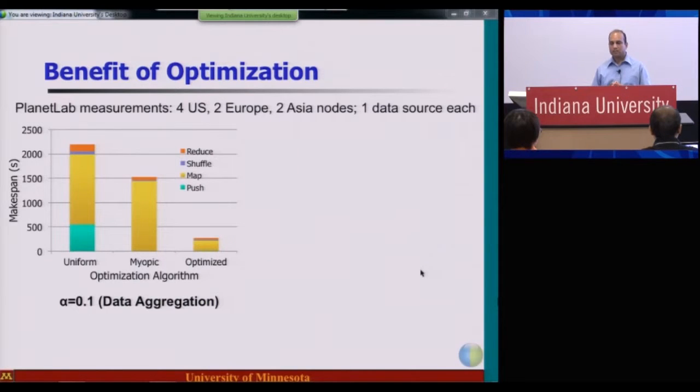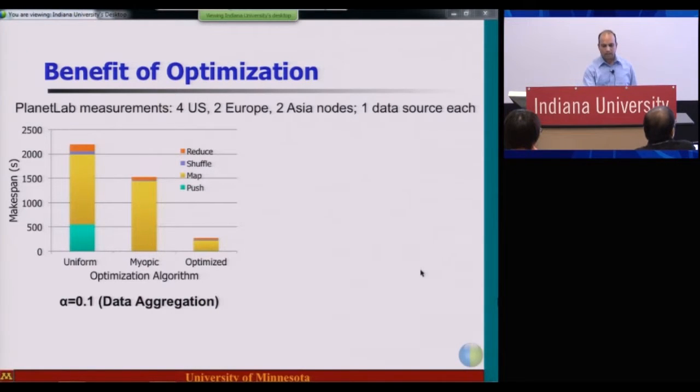The second optimization algorithm is what I'll refer to as myopic. So this actually takes optimal decisions at each step of the way. So it will optimize push, then it will optimize map, and it will optimize shuffle, etc. But it's doing these one at a time. Okay. So it's myopic in the sense that it's looking only a short area. And the final algorithm is the optimization that I just introduced.